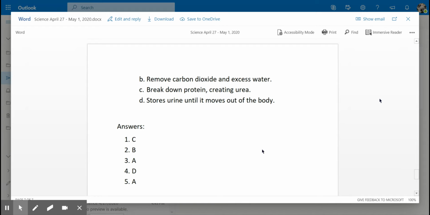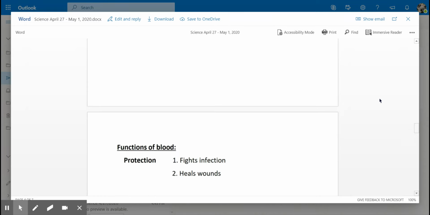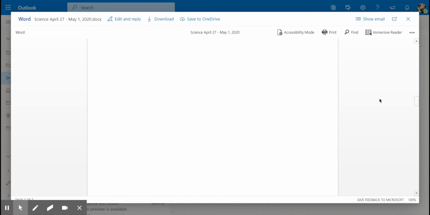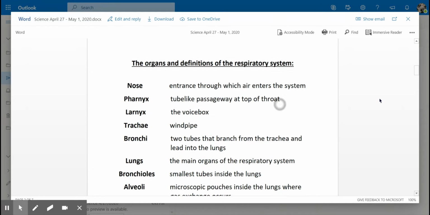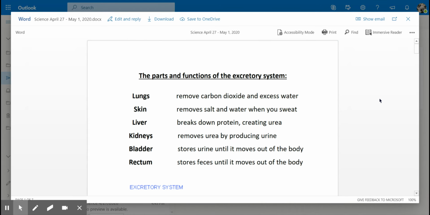You guys did it all. I am so proud of you. Make sure that you write your answers down and send that to Miss Petty or to myself. We are talking about the different parts of the body system: arteries, veins, capillaries, the respiratory system, and the excretory system. Yep, there you go. I'll be sending you a copy of this in your email as well, a copy that you can look at via video and in an email.